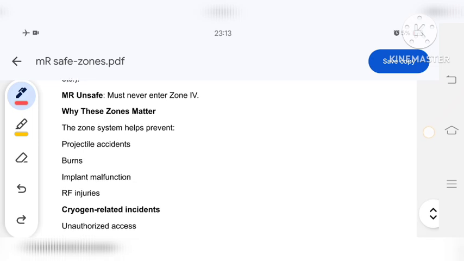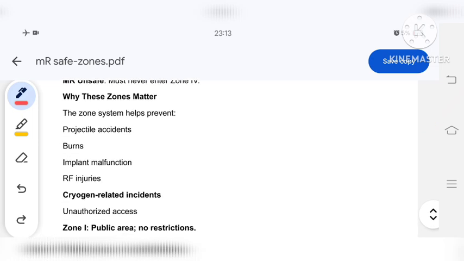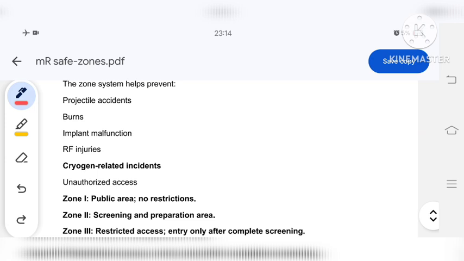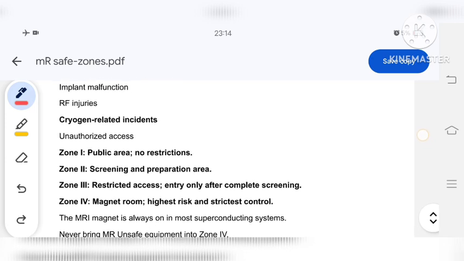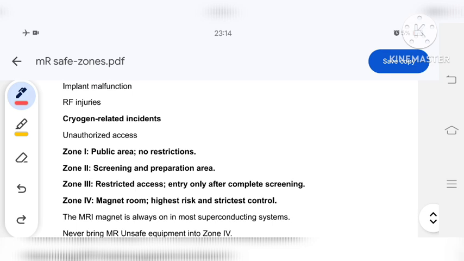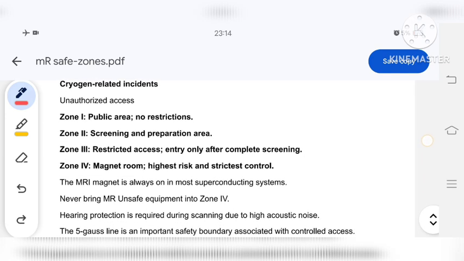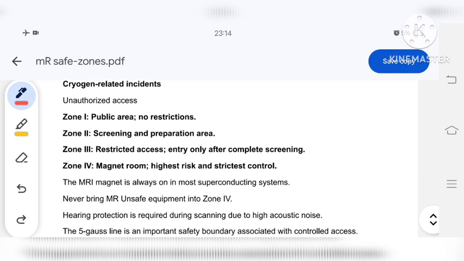Why do these zones matter? The zone system helps to prevent projectile accidents, burns, implant malfunction, RF injuries, cryogen related incidents, and unauthorized access. Zone 1 is a public area, no restriction needed. Zone 2 is the screening and preparation area. Zone 3 is restricted access, entry only after complete screening.